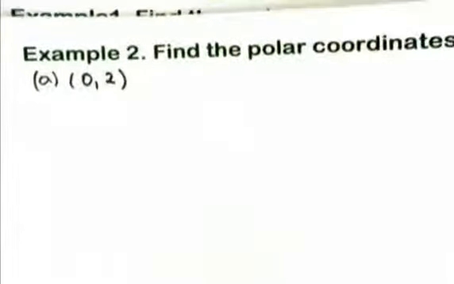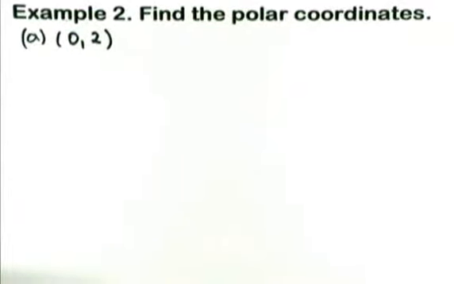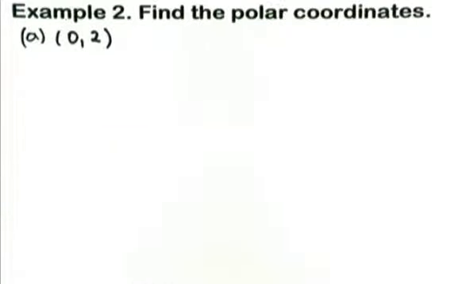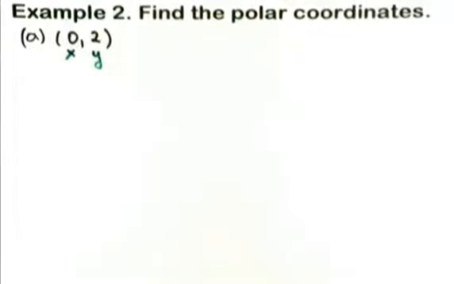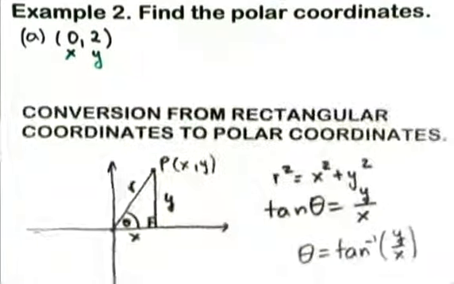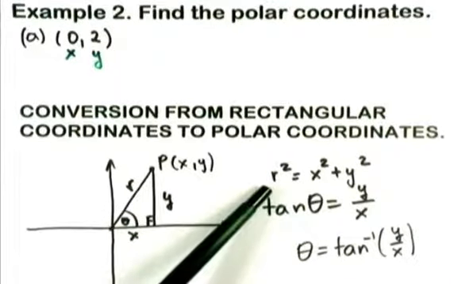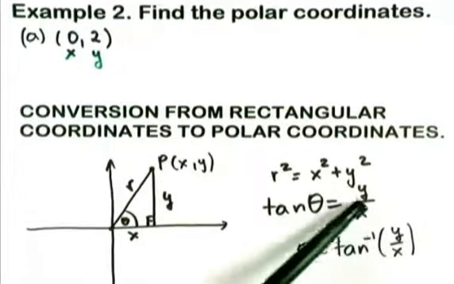Example 2, we would like to find the polar coordinates of this point. Now we are given rectangular coordinates. So this is my x, this is my y. And we need to find the polar coordinates. So we have those two formulae. If we recall, how do we convert this? We draw this triangle, and we have those two formulae, that r squared is equal to x squared plus y squared, and then tangent theta is y over x.